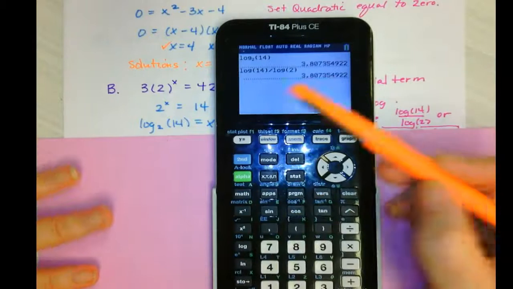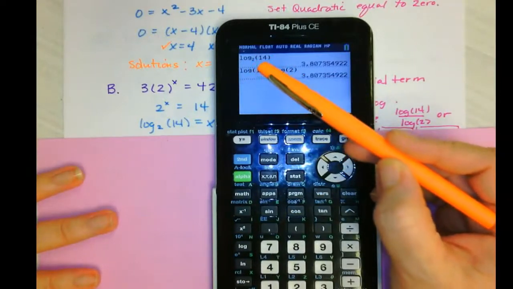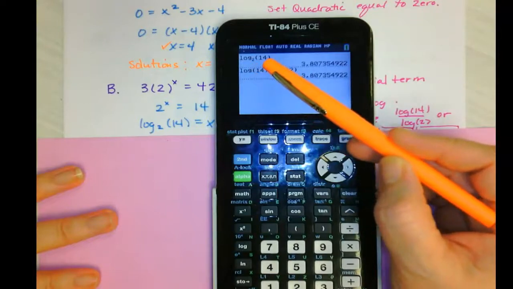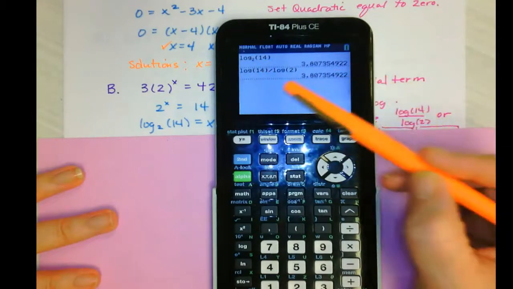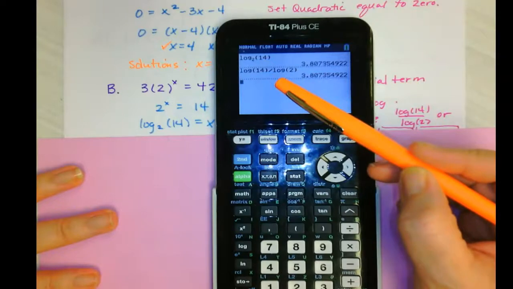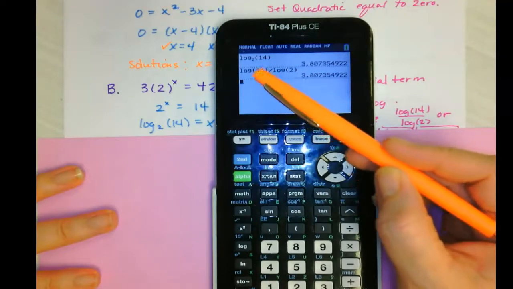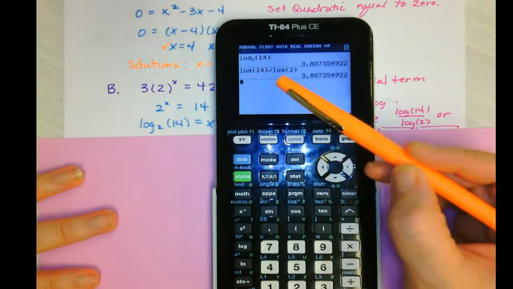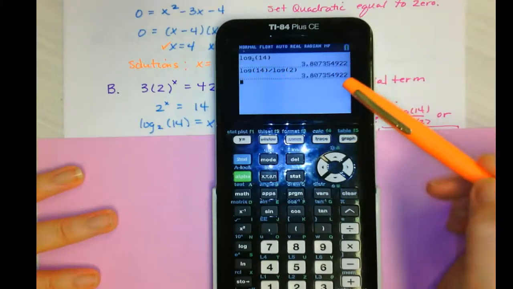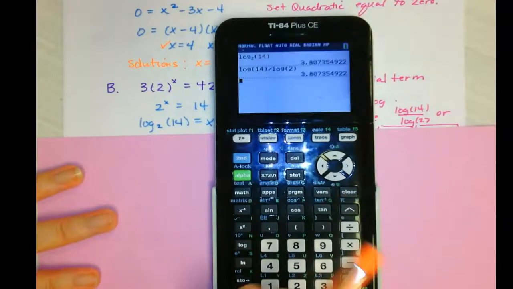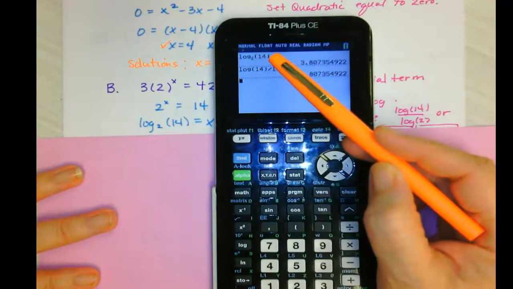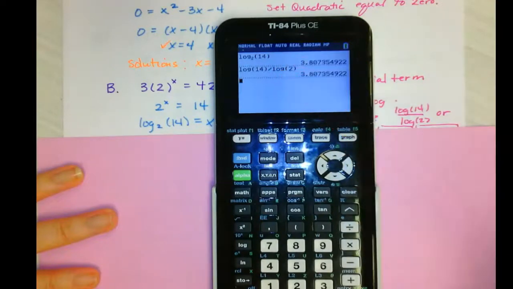What I did here is I used the template that we talked about last class. So alpha window, choice 5, and I typed it in just like it looked, and it gave me my answer. And then I did it as if I don't want to mess with the template, and I just used the change of base formula, which is log base 14 divided by log base 2, and you can see you get the same answer. Actually, when your calculator does this right here, it's making this calculation.